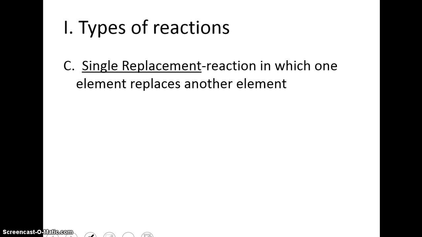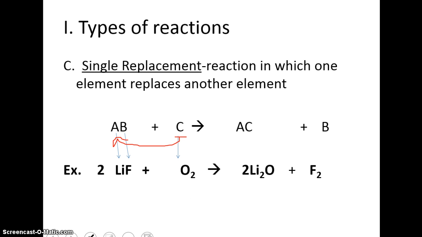The third type of reaction is single replacement. Single replacement is a reaction in which one element replaces another element. The general form is AB plus C yields AC plus B. Now this C, depending on what it is, is going to replace one of those. So in this example, since we've got oxygen, which is a nonmetal, it's going to replace the F, which is a nonmetal. So LiF plus oxygen yields Li2O plus F2.